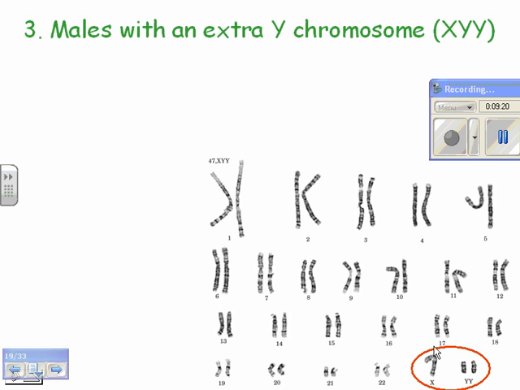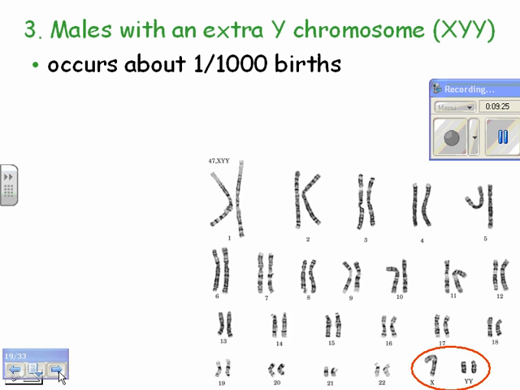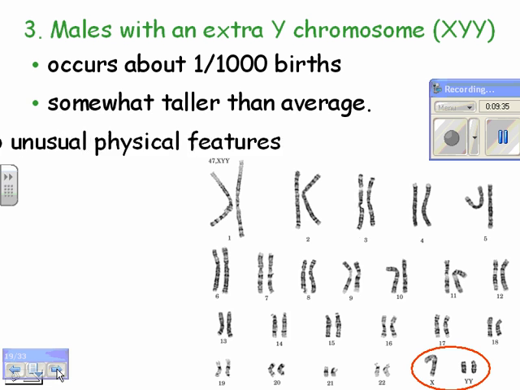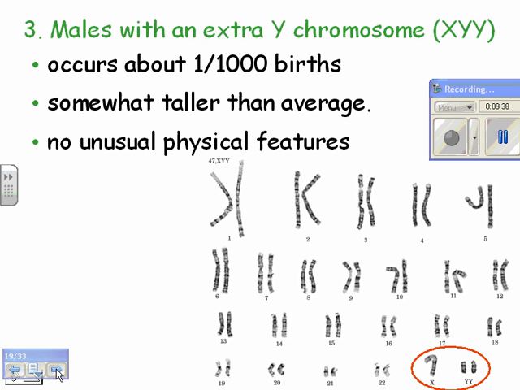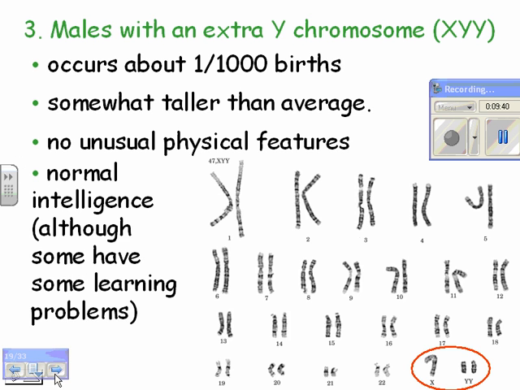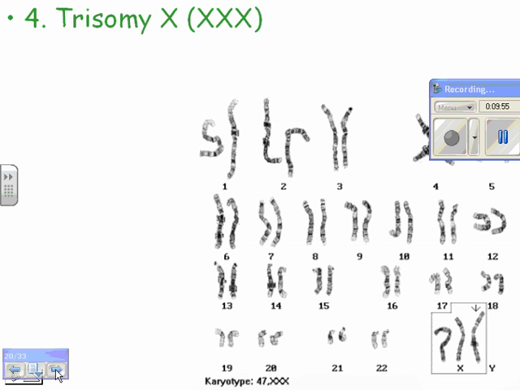Males with an extra Y chromosome, XYY, are actually not that much different from other guys. This occurs in about 1 in every 1,000 births. Probably they're not so different because the Y chromosome doesn't have that much on it. They're somewhat taller than average. They usually have no unusual physical features, so their body's not typically super different. They have normal intelligence, although there are more boys with XYY who have some kind of learning problems. Typically, they're a little bit different, but they probably don't know that they have something different about them chromosomally.